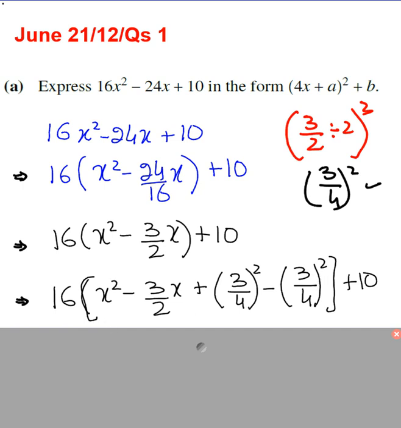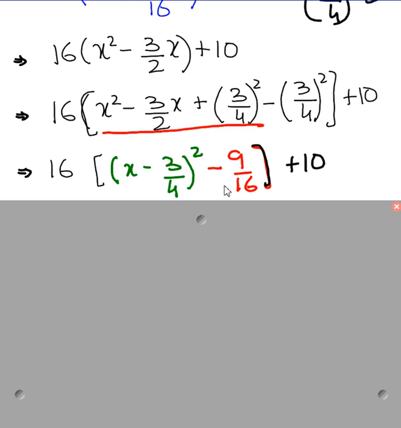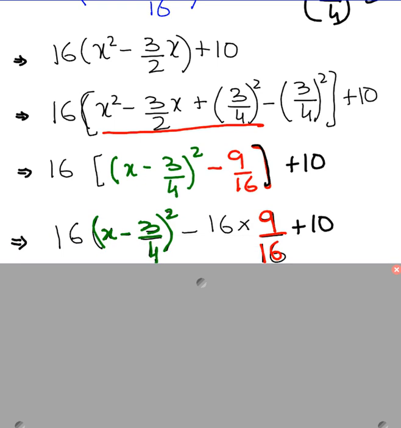And now we know that this part will change into perfect square form, right? Because it is in the form of a square minus 2ab plus b square. So you will take x, 3 upon 4 and a minus sign. And this term you're writing as it is. I have used different colors so that you do not get confused and you can get a clear idea. After that, I'll multiply by 16, this green and this red term.